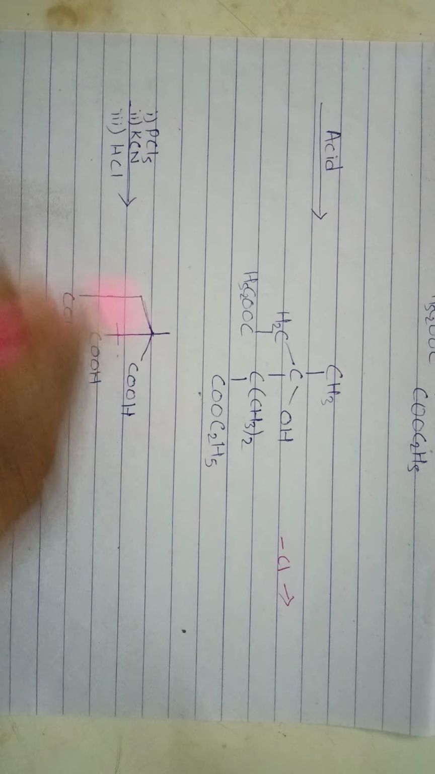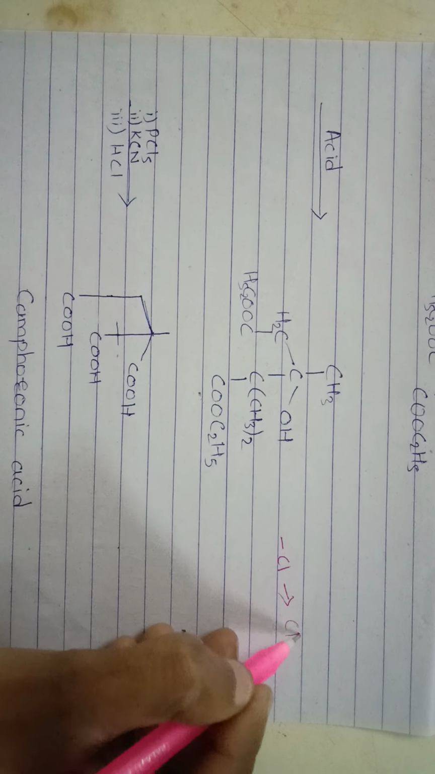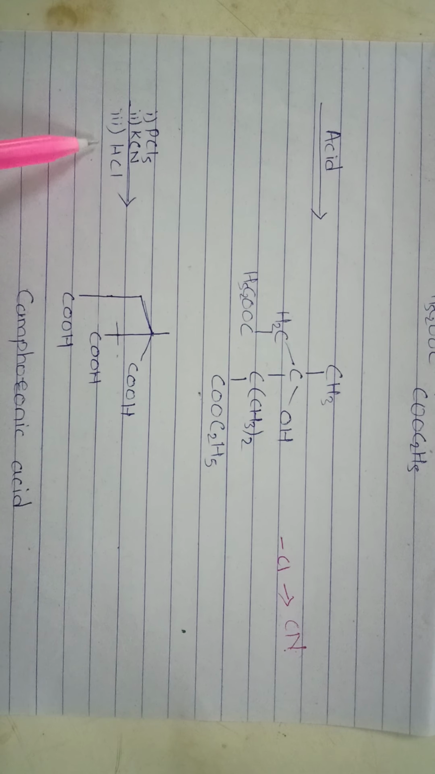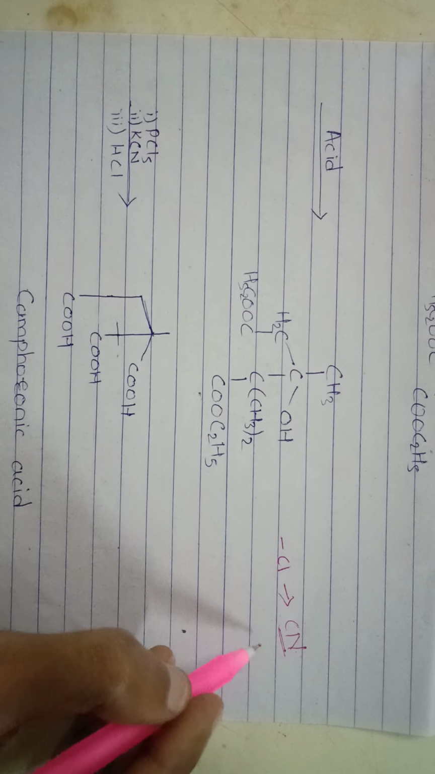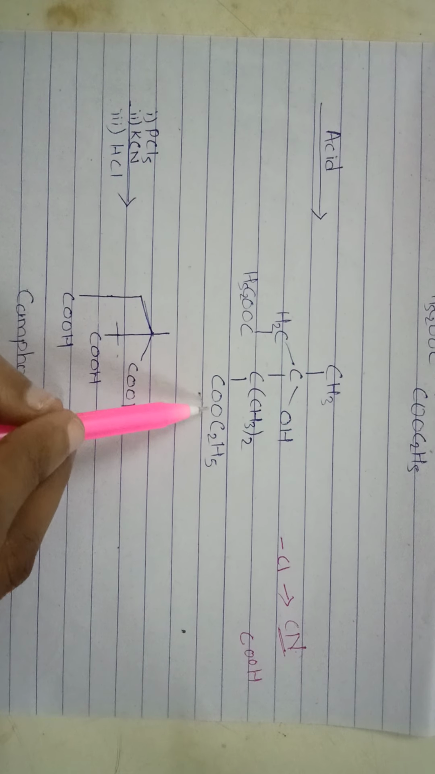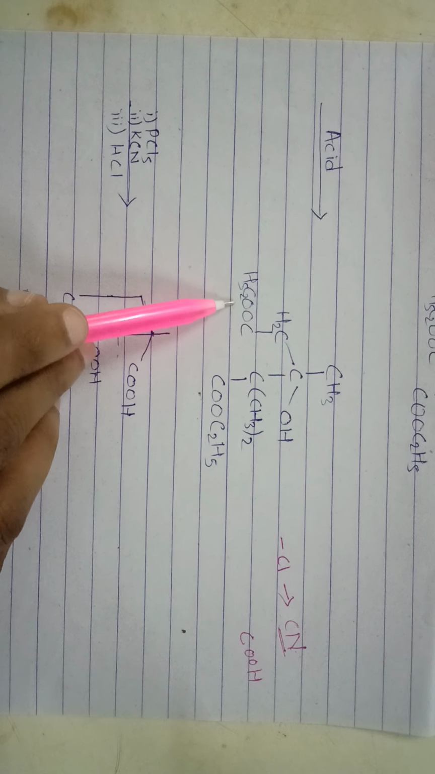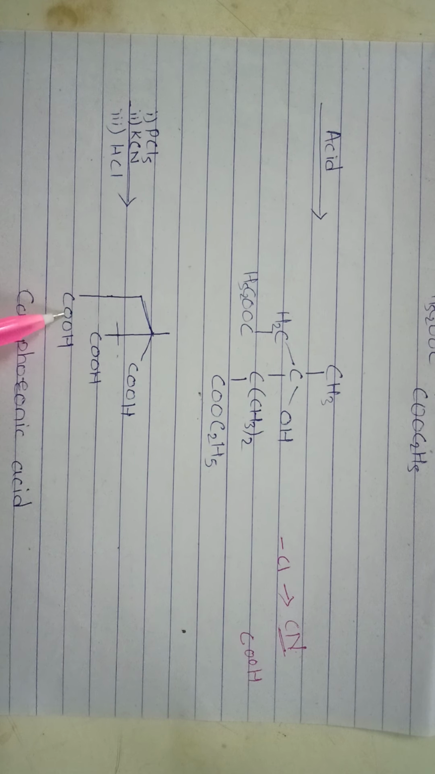Then next, in the presence of KCN, Cl is converted to the CN group, meaning the cyanide group. And last, in the presence of acid hydrolysis, this cyanide group is converted into the acidic group, the COOH group, and these ester groups are converted to the acidic groups 1, 2 and 3. This is the compound camphoronic acid.